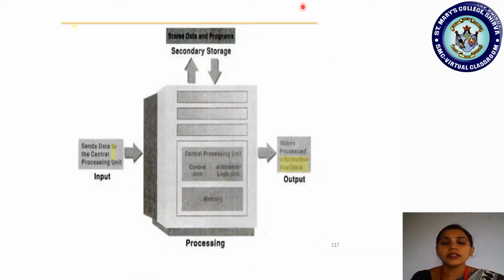Let's check this out. This is a processor. There's a system component where you have the input unit, output unit, and the processor, and there are three parts here: control unit, arithmetic logic unit, and memory, right?